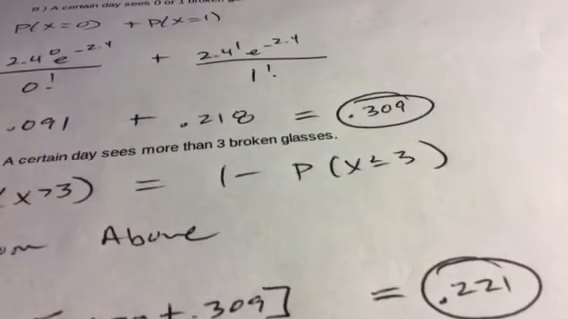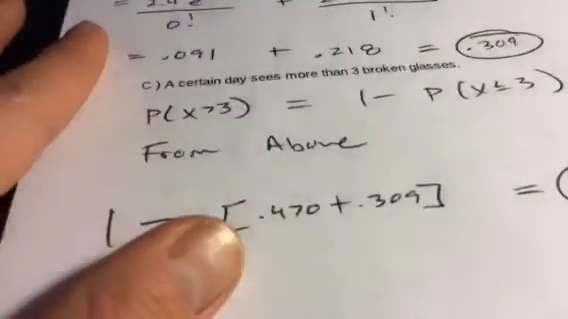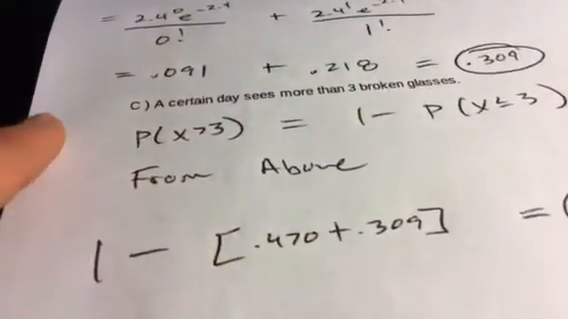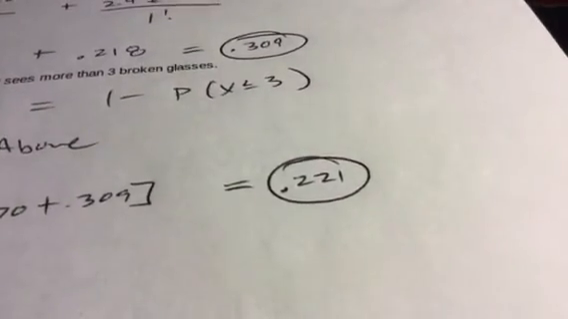The probability that it's more than 3 is 1 minus the probability that it is 3 or fewer. And I have those answers from above. I did 0, 1, 2, and 3. So I just add the answers from above and subtract it from 1, and there it is.